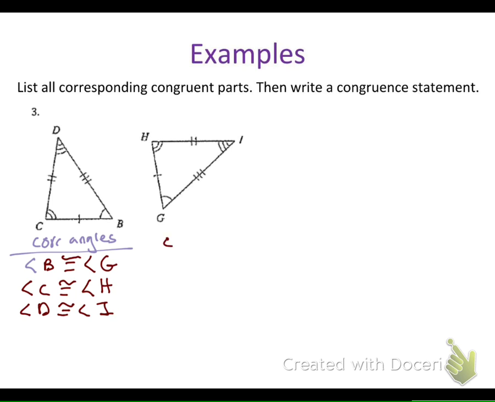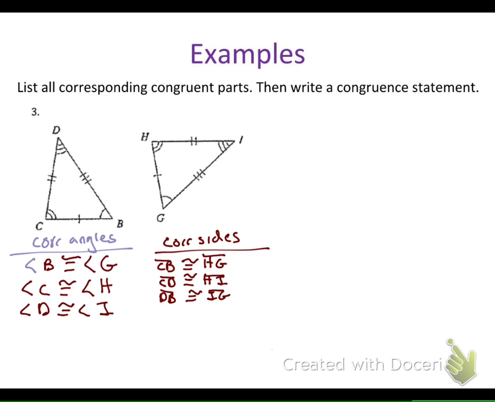Now we're going to do corresponding sides. The one with the 1 tick mark: CB is congruent to HG. And then we have CD, which is congruent to HI. And then we have DB, which is congruent to IG. And again, make sure you have that. These are segments, so the segment line has to be on top. I went back and added a couple.